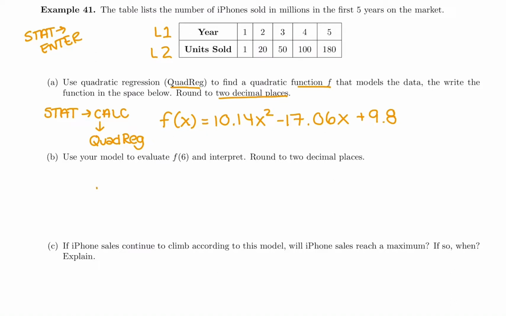So the next part says evaluate f of 6. In this, we're talking about 6 years later, how many millions of iPhones are sold? So year 1 was 1 million, year 2 was 20 million, year 3 was 50 million, 4 is 100 million, 5 is 180 million. So it looks like we are going up for this amount of time, but we're going to plug in 6 and see what happens for that next year. Year 6, you plug in for X and you get 272.48. And this is measuring million iPhones. So it's still continuing to go up, at least in year 6.